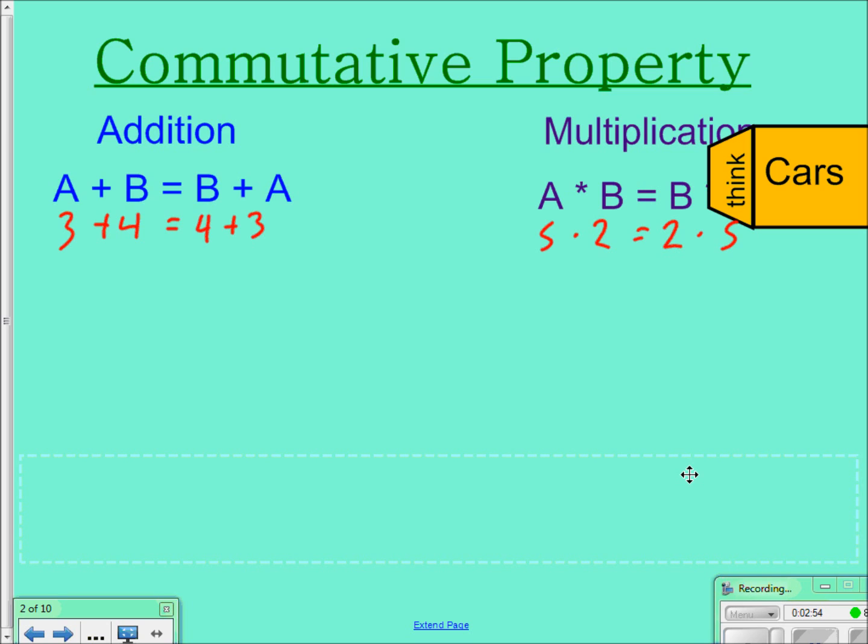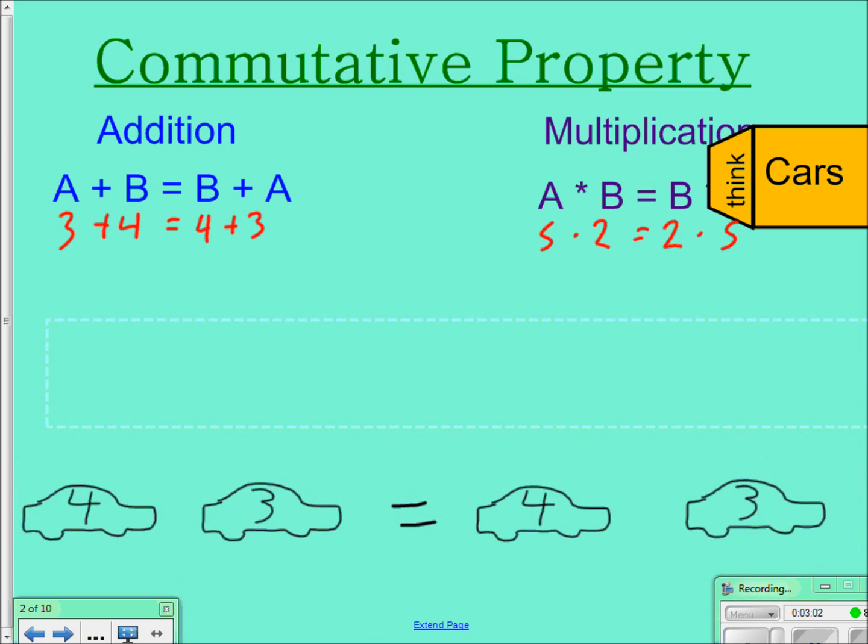Now we're going to look at the drawing here. We're thinking cars, and we're going to look at a drawing of cars. This is what else you're going to copy down. So you're going to have commutative property up there, you're going to have the word cars, and then you're going to copy this drawing down here. So I have some cars. I have 4 people in one car, and I have 3 people in the other car.